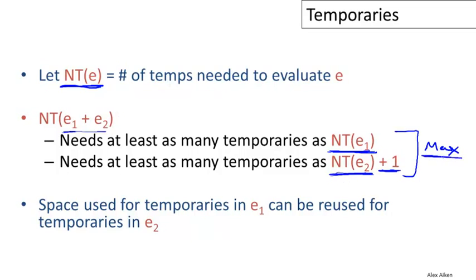And the reason it's a max instead of a sum is that once we've evaluated E1, we don't need any of the space that was used to evaluate E1 anymore. All those temporaries are done. All we need is the answer. We don't need the intermediate results. And that means that the temporaries that were used to evaluate E1 can be reused to evaluate E2.